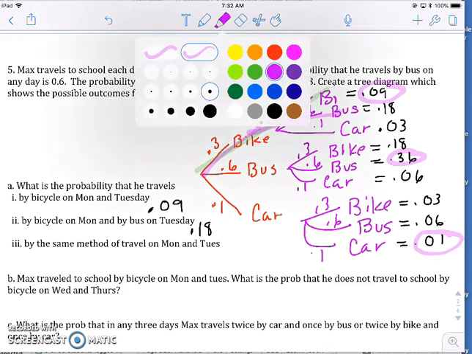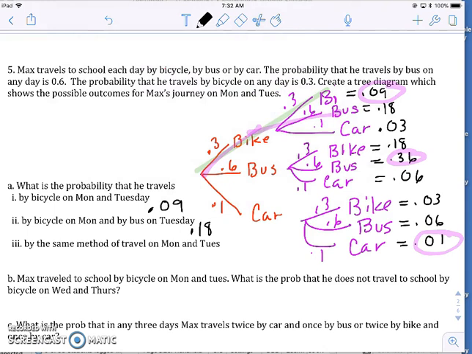So if we add those together, 0.09 plus 0.36 plus 0.01 is 0.46.